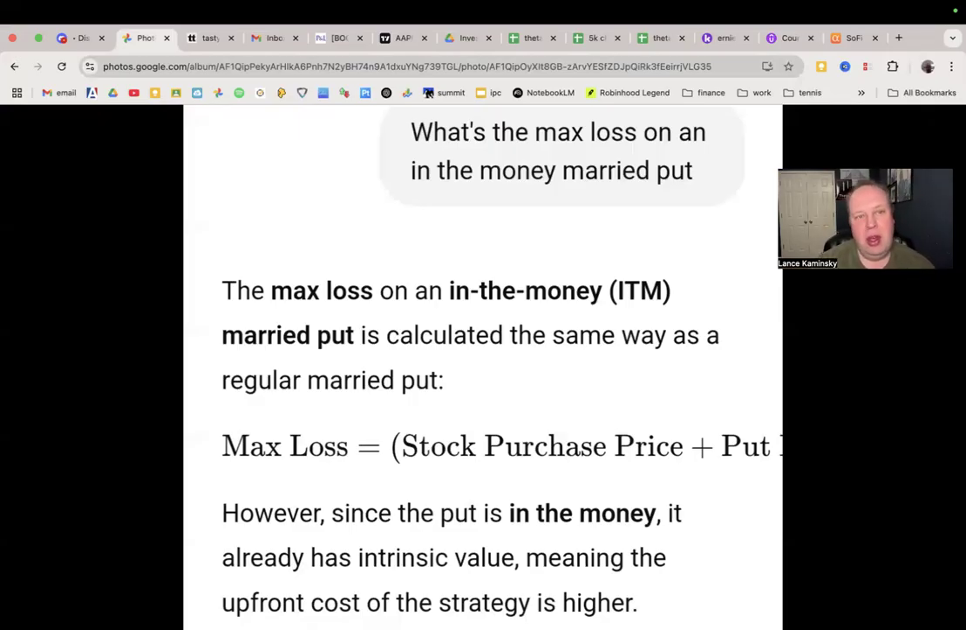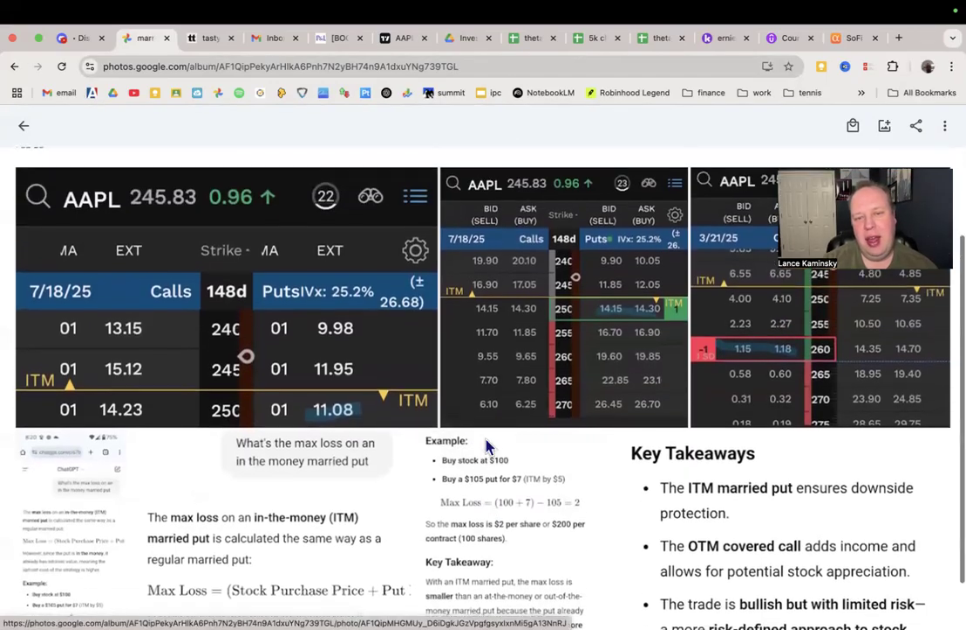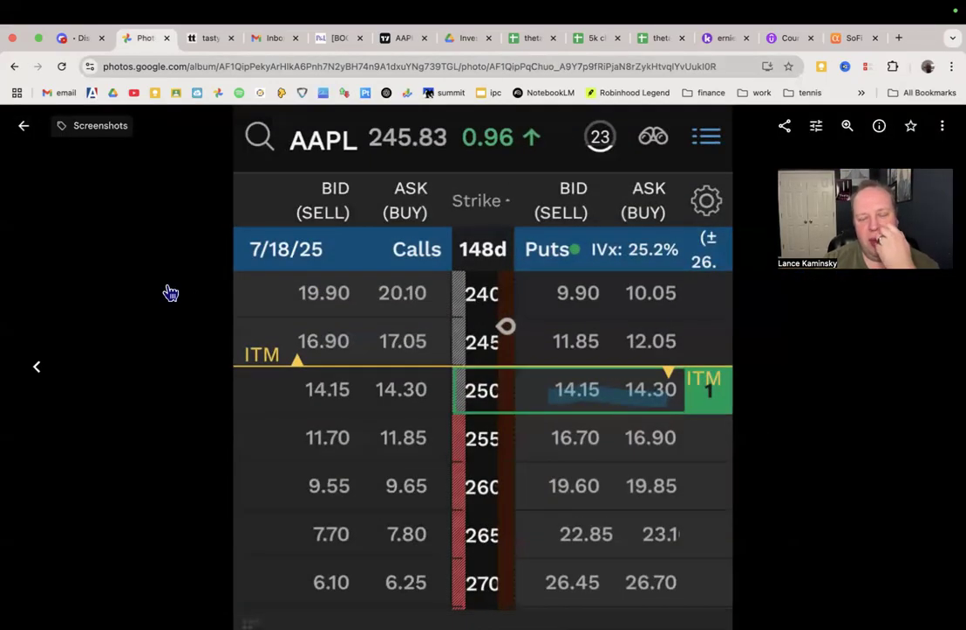One way to do that is called a married put. A married put is essentially when you buy shares of stock and then you buy an option with it. Back to the Apple example. Apple's around 245. What you could do is you could buy a put, not sell it. You could buy a put at, let's say, the 250 strike price, and it's going to cost you about $1,400 or so, which at first sounds like, oh, I wouldn't want to do that.